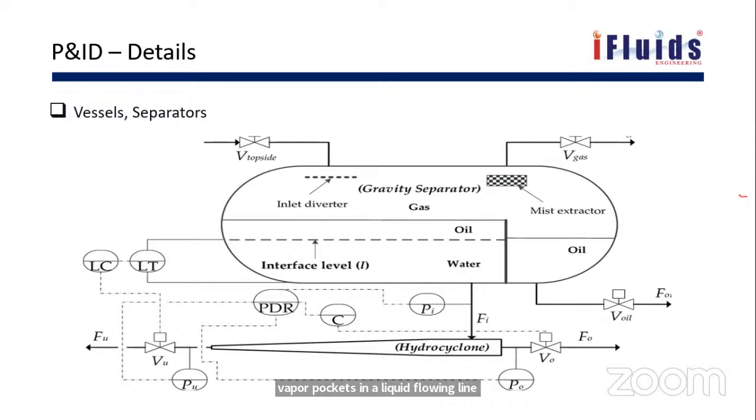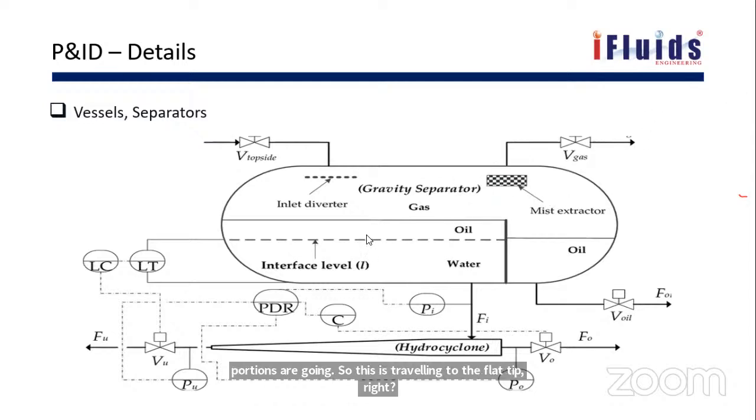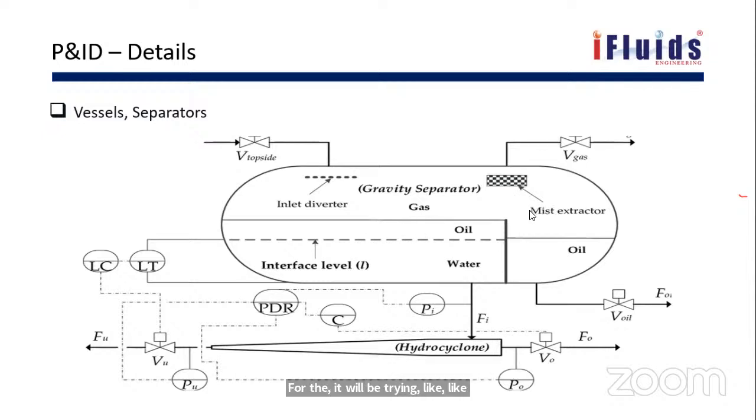Okay, flare line means, say for example, you are venting gas to the flare system, right? Over a period of time, the gas may create a liquid. Assume some condensable portions are going. This is traveling to the flare tip, which in a refinery can be a distance of kilometers. Through the travel path, the condensable gases will condense and flow in the line.